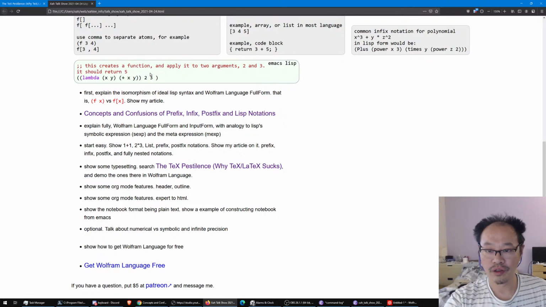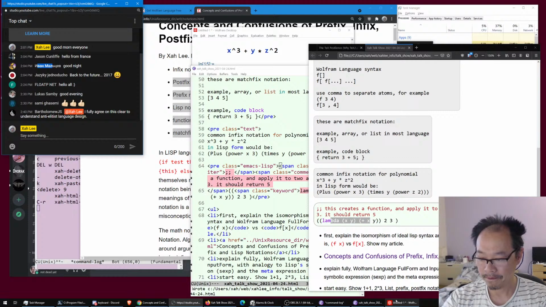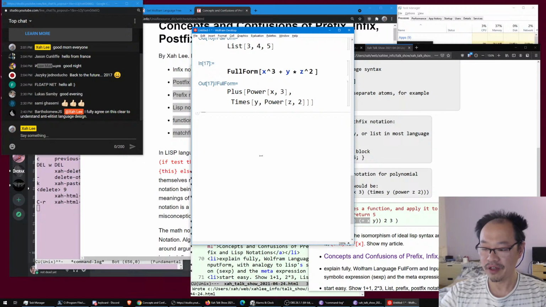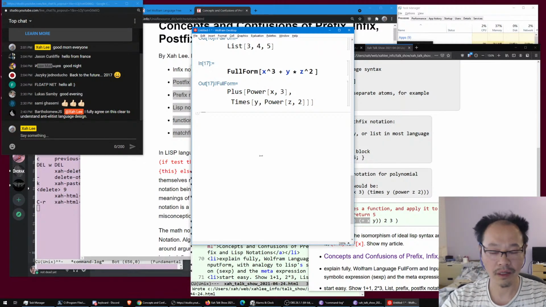Now let's show you the Mathematica equivalent to this lambda thing. Okay, now we are actually digressing because we are now talking about naming of functions, naming of things, naming of concepts, different philosophy, different predilection. Okay, so let me show you.